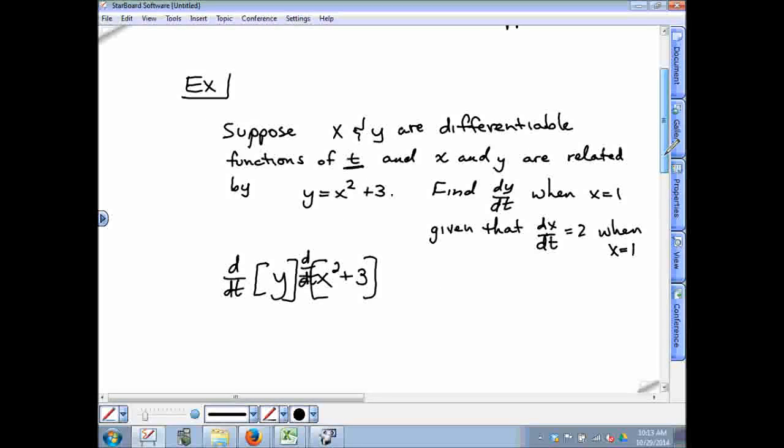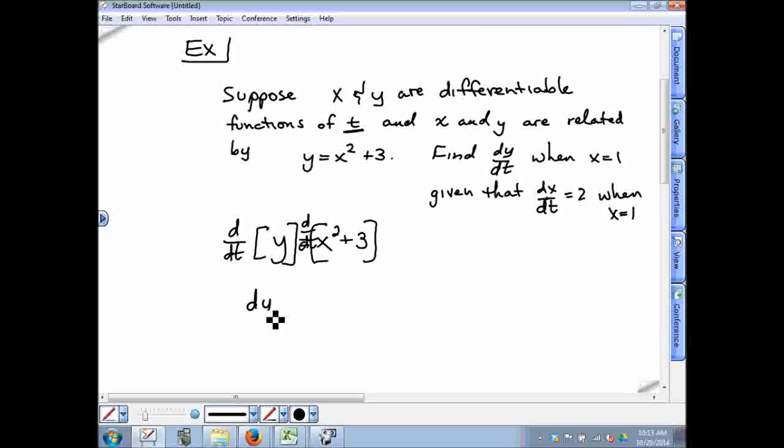So what's the derivative of y with respect to t? dy/dt. Try to listen very carefully. What's the derivative of x squared but with respect to t? 2x dx/dt. Exactly. It's 2x dx/dt. Now we can't factor it out now.